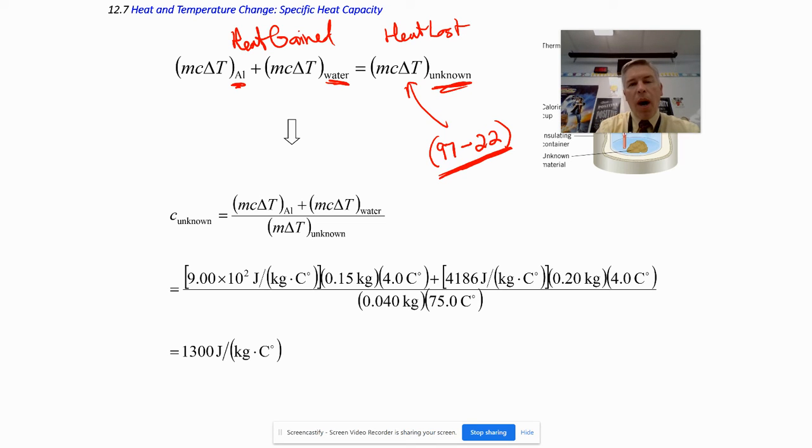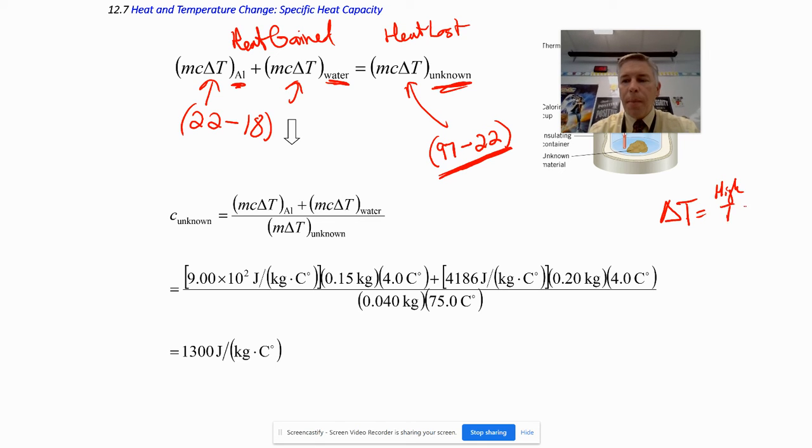Over here, the water started out at 18 degrees Celsius and rose up to 22 degrees Celsius. So for the change in temperature of both of these, we're actually going to be taking 22 minus 18. If you just remember that delta T is always going to be high temperature minus low temperature, you should be set. You don't have to worry about it.